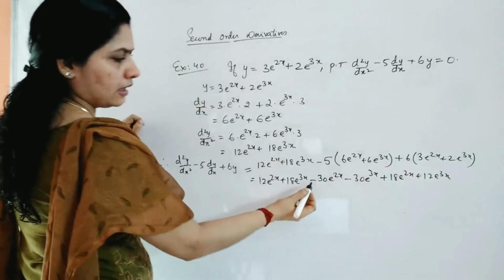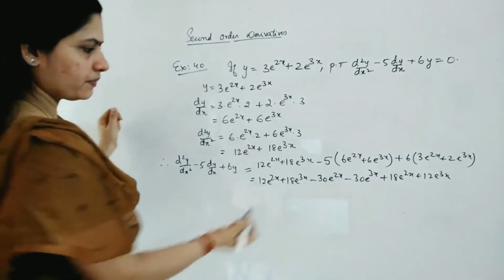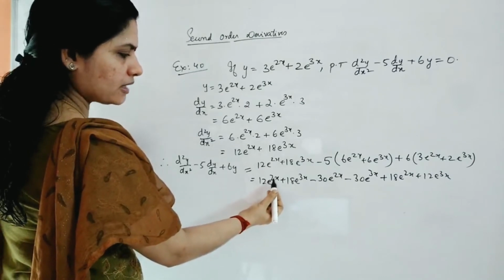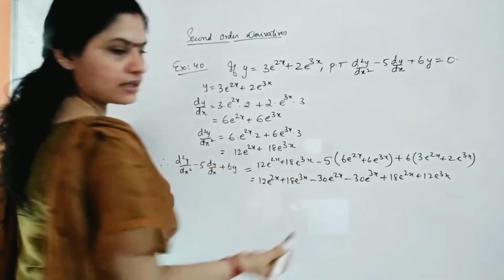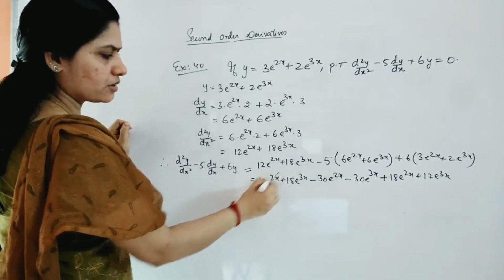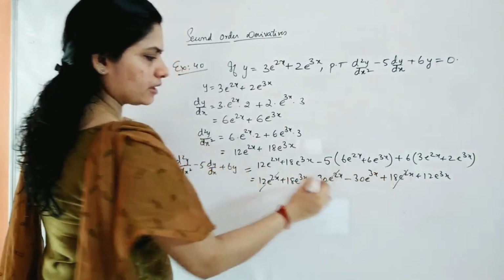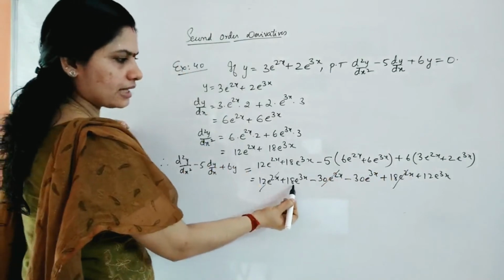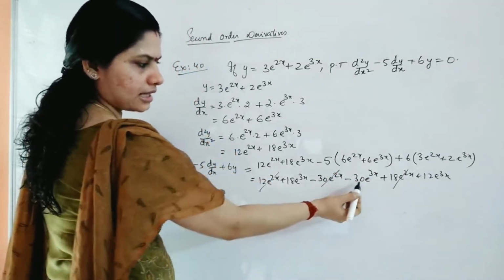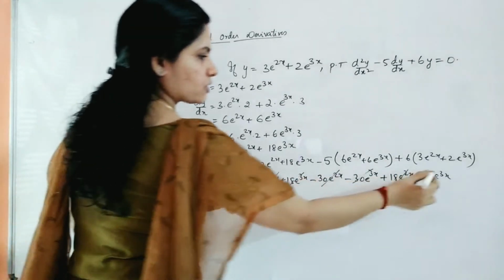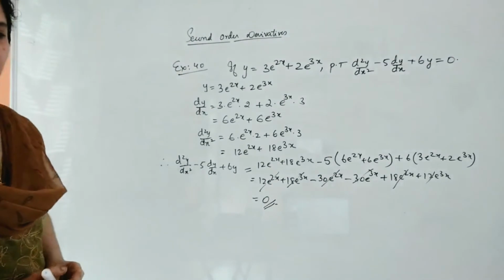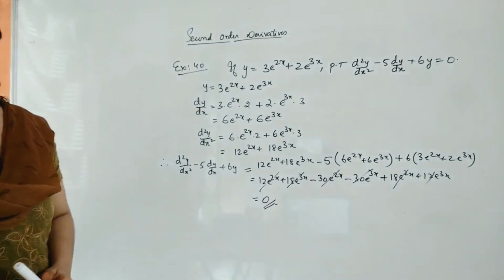Just see whether it is getting cancelled. Here you have e raised to 2x powers, you have to see. 12 e raised to 2x and 18 e raised to 2x will give you 30 e raised to 2x, and here you have minus 30 e raised to 2x. So the e raised to 2x term gets cancelled. Now 18 e raised to 3x and 12 e raised to 3x will give you again 30 e raised to 3x, and this is minus 30. So you get it to be 0. So you are starting with left hand side and you reach right hand side.